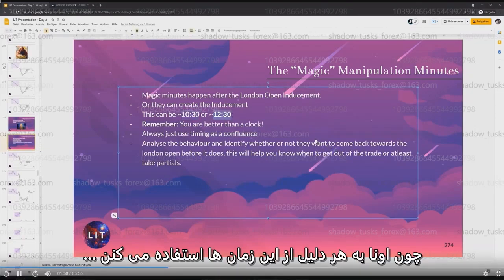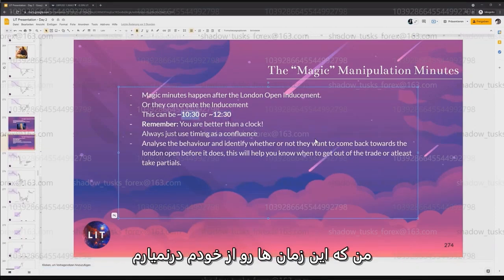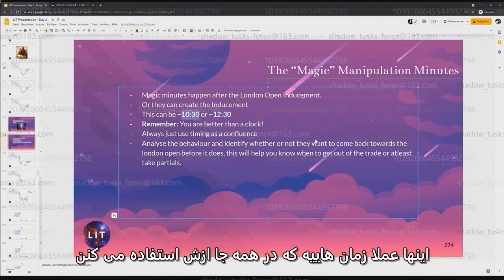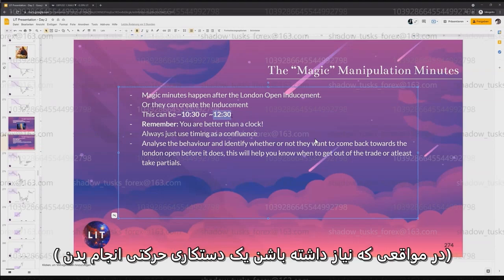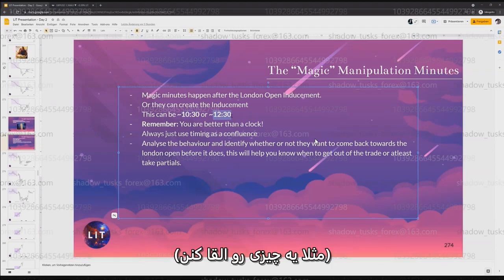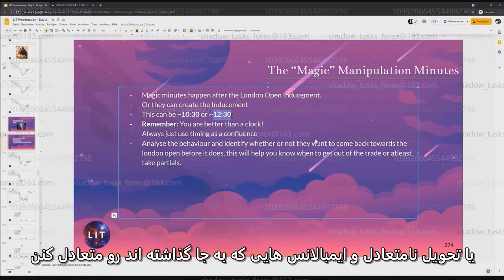Because again, they use these times for whatever reason. I'm not making these times up. It's literally times they're using all over the place with the enigma to either make a manipulation move, like inducing something, or mitigating the messed up delivery with imbalances.